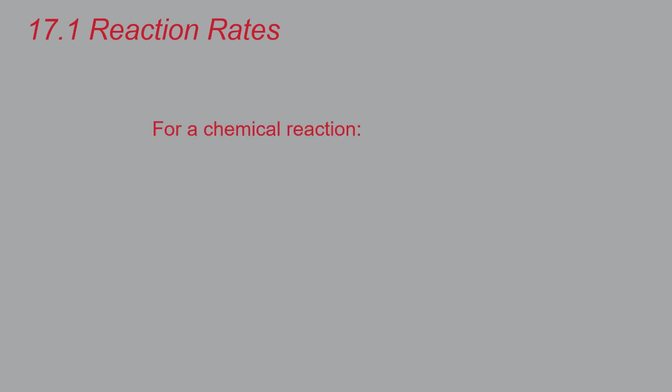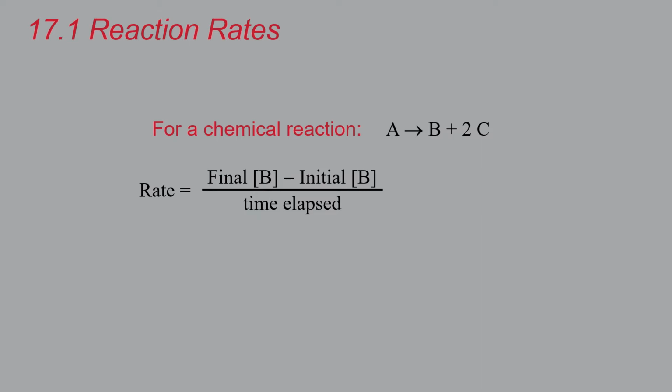So for a chemical reaction, I'm just going to have a hypothetical one here. Compound A decomposes into compound B plus 2Cs. Now the rate is going to be defined as, typically chemists like to measure the progress of a reaction rate in terms of a change in concentration. That tells us how much stuff has gone away or has come in.